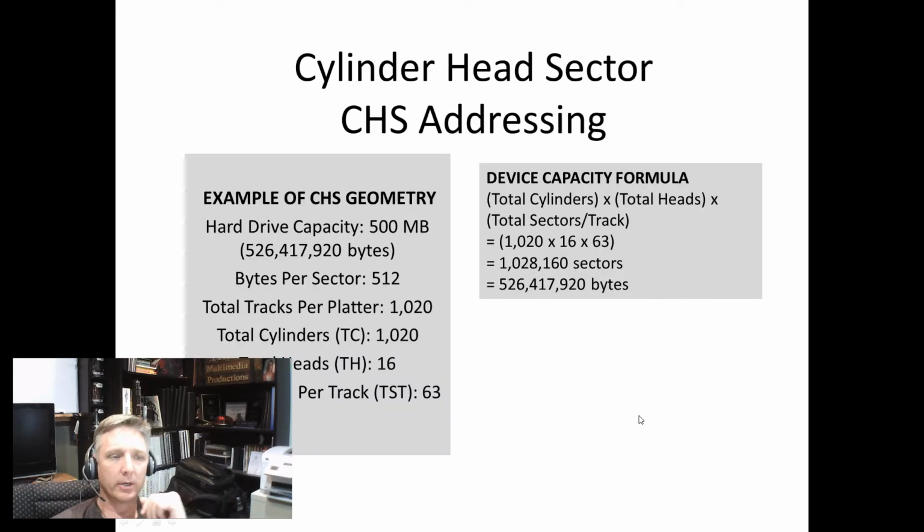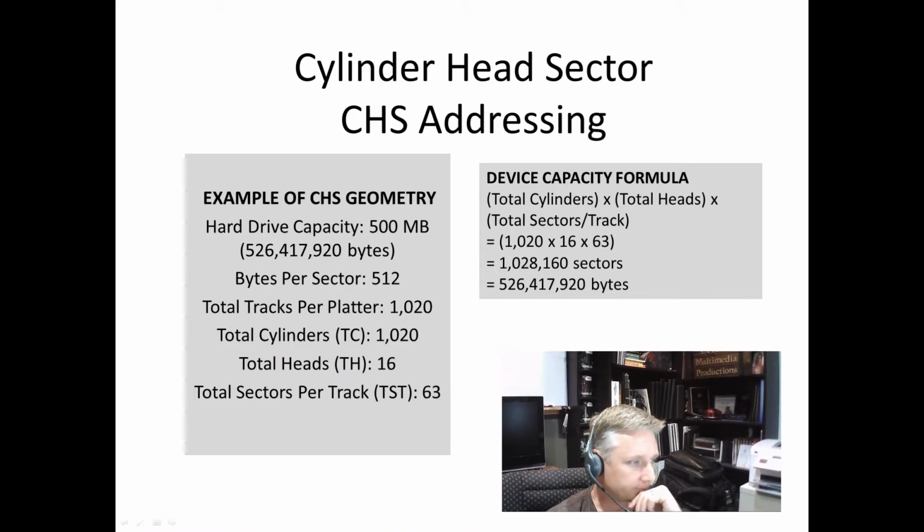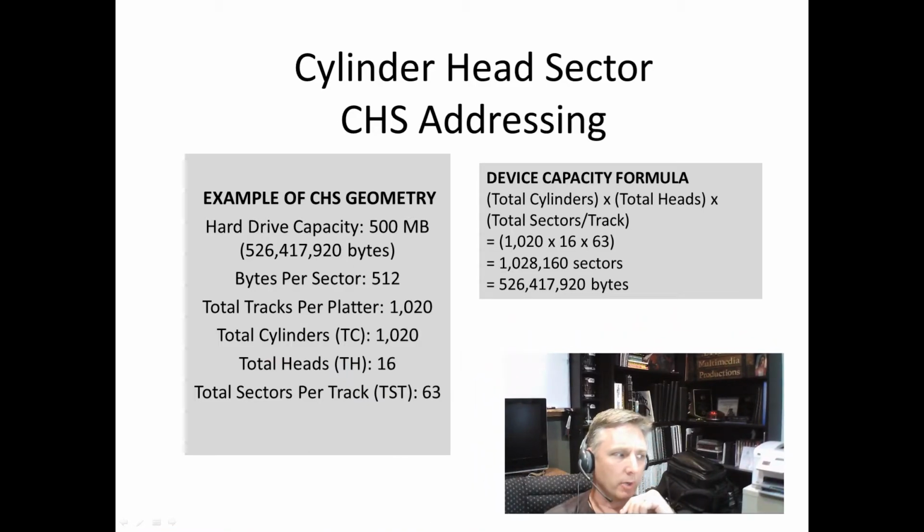Okay, so here's an example of a CHS addressing scheme, or an example of a disk. I have to move my picture back to the other side because I'm blocking it again. If we look up here, follow along with me. We have an example of a hard drive. Let's say it's a huge hard drive, 500 megabytes. It's half a gig, which was actually really common back in 1993.